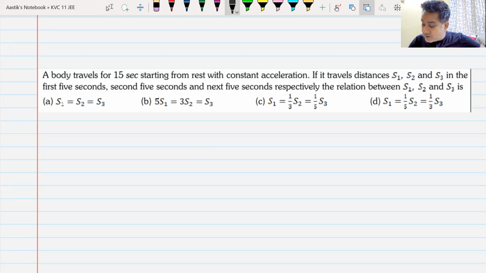This is the next problem. I have forgotten the number. I will call it question number 6. A body travels for 15 seconds starting from rest with constant acceleration. It's moving in a straight line. It travels S1, S2, and S3 in the first 5, next 5, and the last 5 seconds. What is the relation between S1, S2, and S3? Your time starts now, my dear friends.